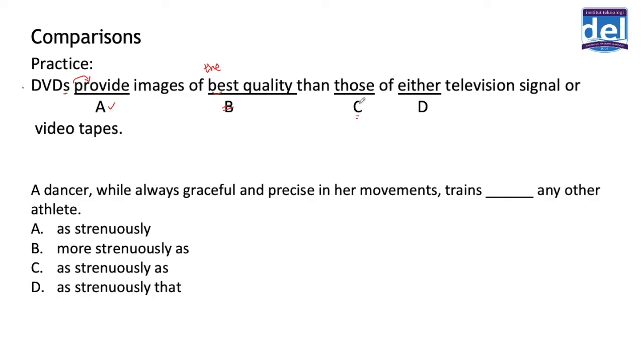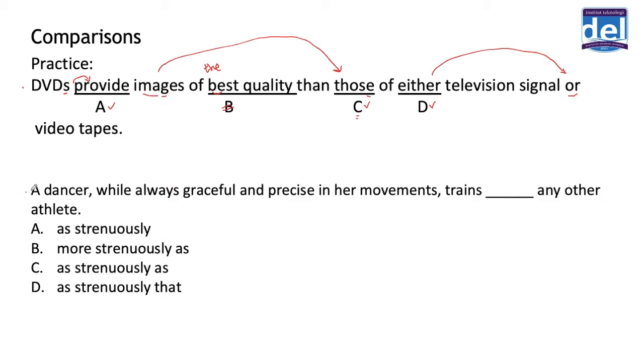The thing which is being compared in the sentence is images. Images is a plural noun, yeah? In the second clause, the word images is replaced by those. Plural, plural. So C is correct. D is correct because there's nothing wrong with the use of either in here. And it is parallel as well because we have or here. Either or.